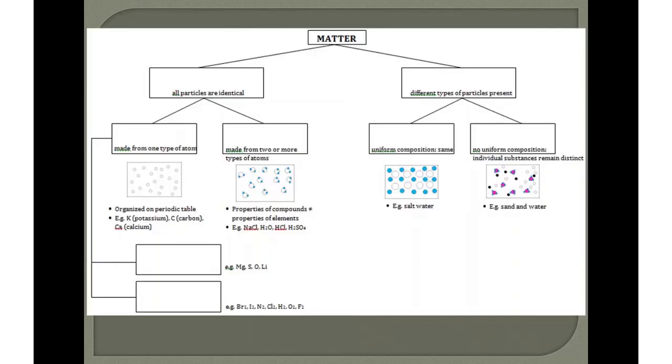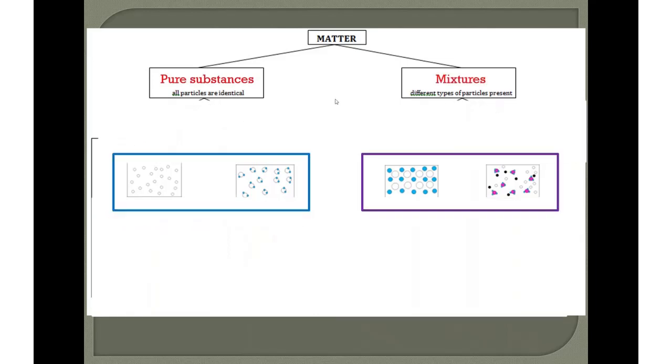So we have this flowchart here that we're going to fill out. So matter is classified as pure substances or mixtures. The difference between pure substances and mixtures can be seen in these pictures right here. You know that a substance is a pure substance because all the particles are identical. If you look at this picture, it consists of one type of atom. If you take a look at this picture, it consists of the same exact particle, right? There are multiple atoms in here, but it's the same type of particle throughout the substance.